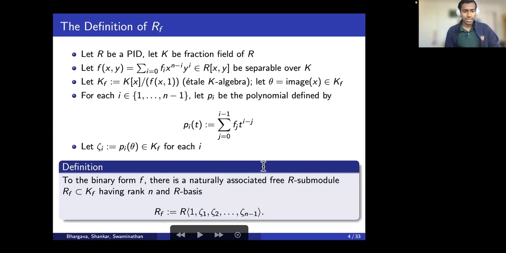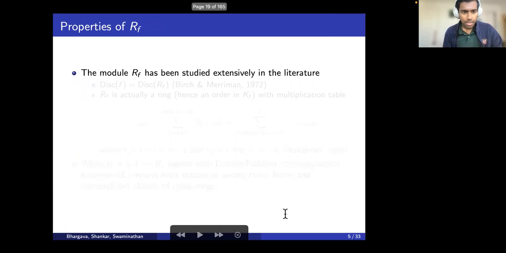Then we have the following definition. To the binary form F, there's a naturally associated R submodule, RF, sitting inside KF, and RF is a free R submodule of rank n with basis 1, zeta 2, up to zeta n minus 1. This is just an R submodule right now. This module, RF, has been studied extensively in the literature.